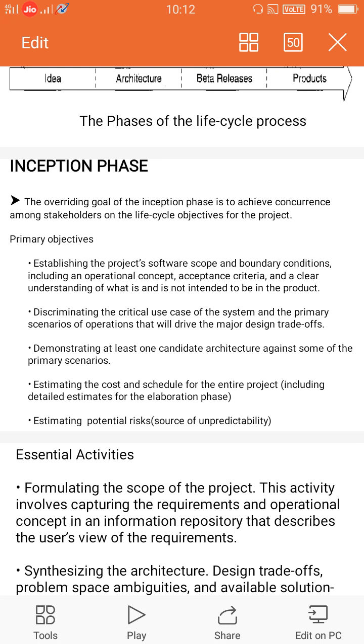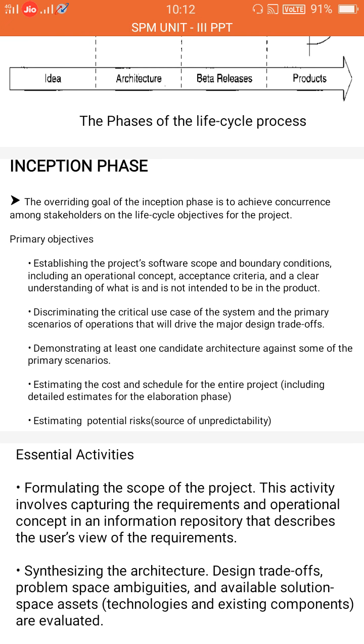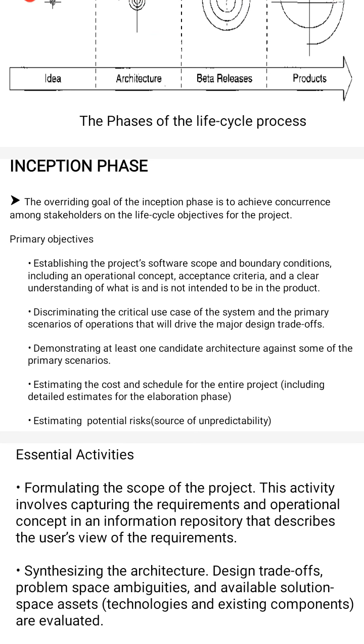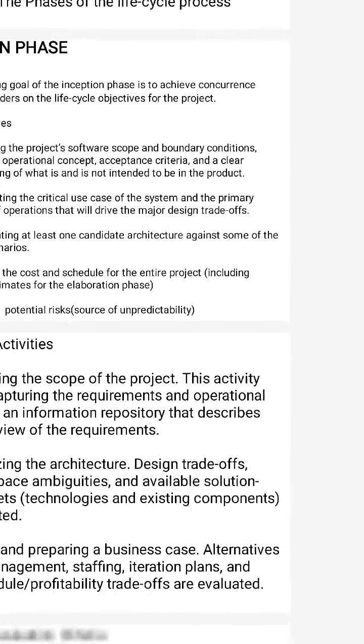Again, the primary objectives: first, the scope and boundary conditions of the project. Second, we identify the critical use cases. Third, we demonstrate at least one candidate architecture. Fourth, we estimate the cost and schedule of the entire project, and fifth, we estimate the risk. These are the primary objectives of the inception phase.